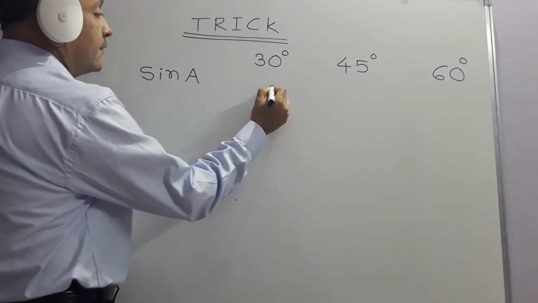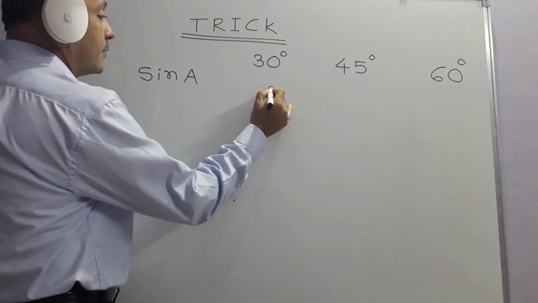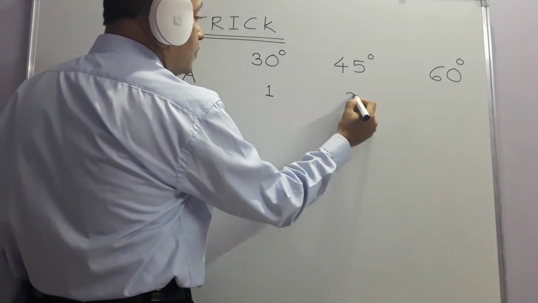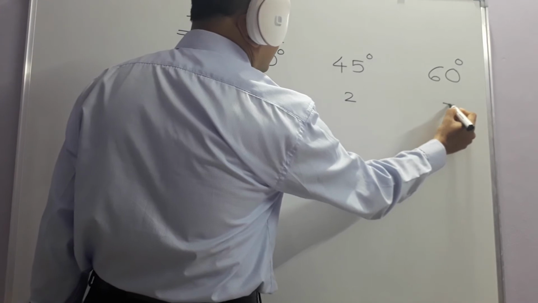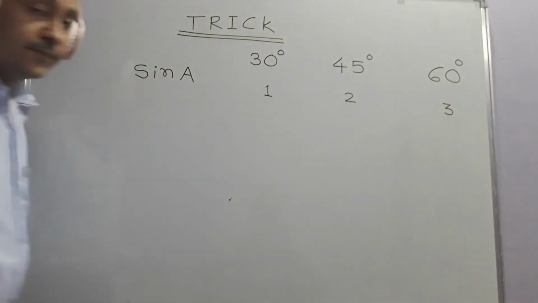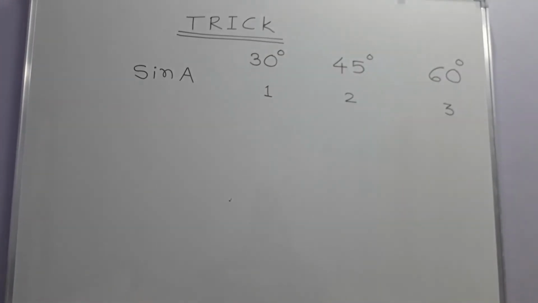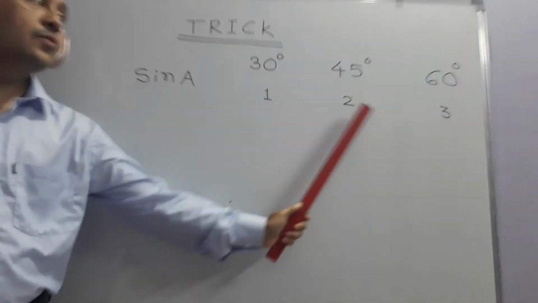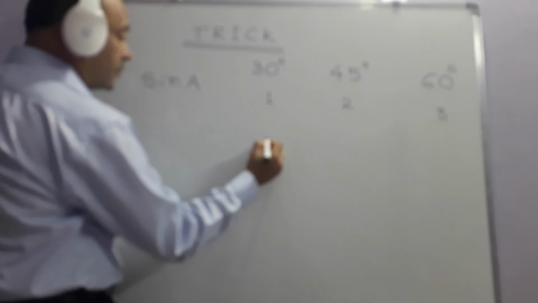In the first step, write here 1, write here 2, write here 3. This is the first step. These are called counting numbers or natural numbers. 1, 2, 3 is written here. In the second step, divide by 4.